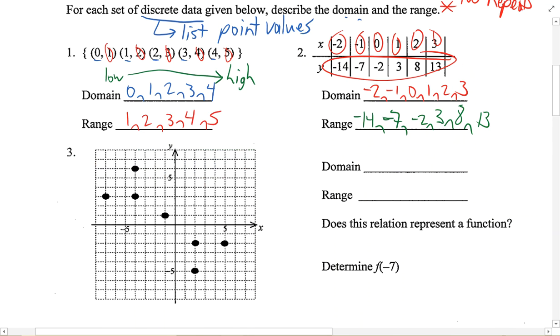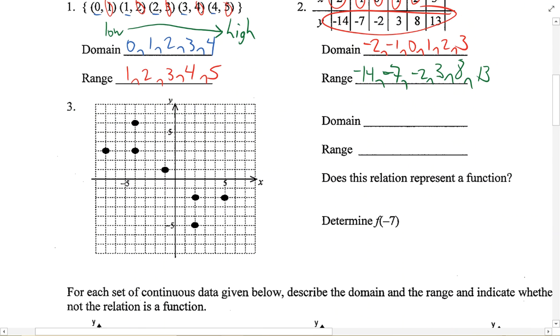Continuing on then. What if I give you points? That's okay, you still list your domain. The x value here would be -7, so that will be one domain. And this here would be -4, so that's my other domain. Now both points have a domain of -4, but I only list it once. Don't repeat and say -4, -4. Here my x value is -1. Here, x value is 2. Here, my x value is 5. So that is my domain.